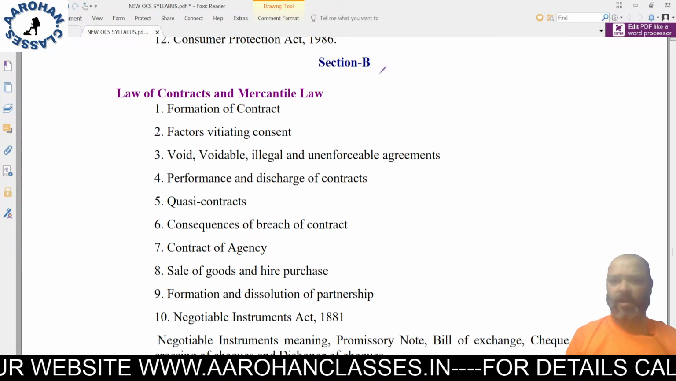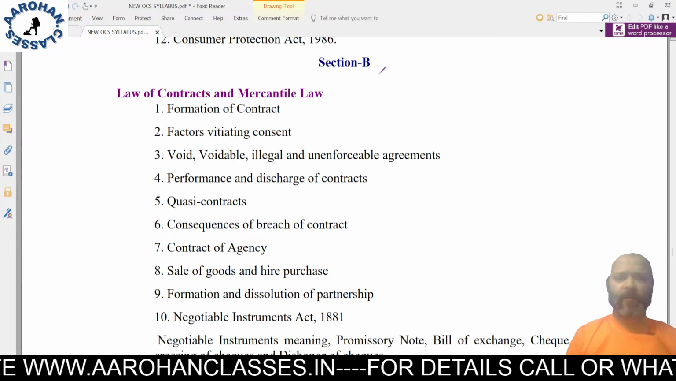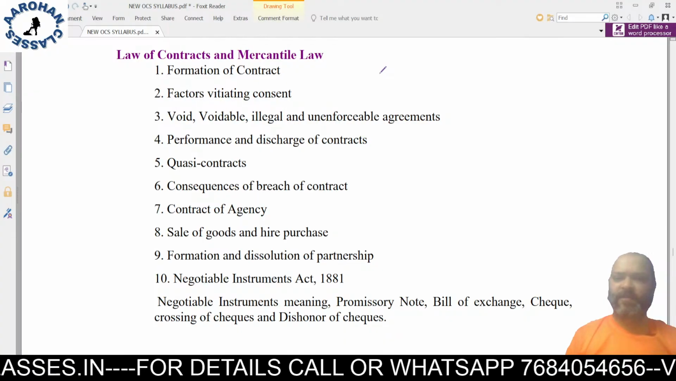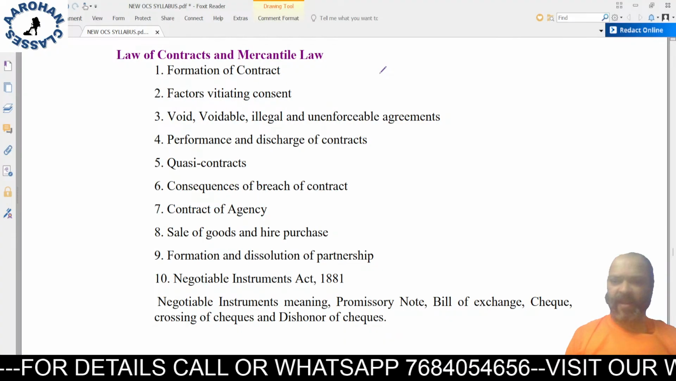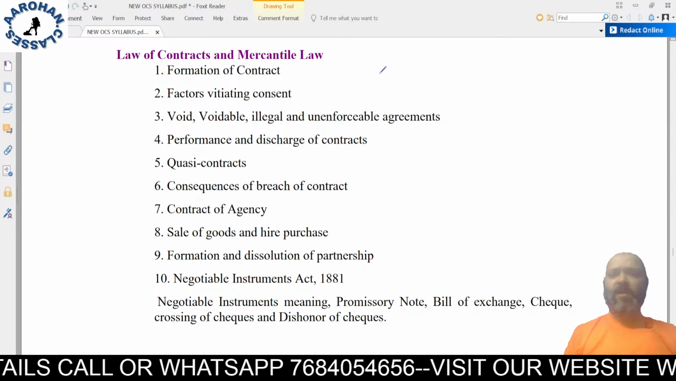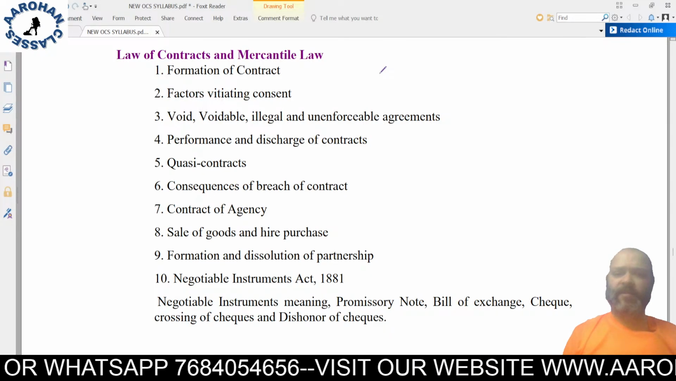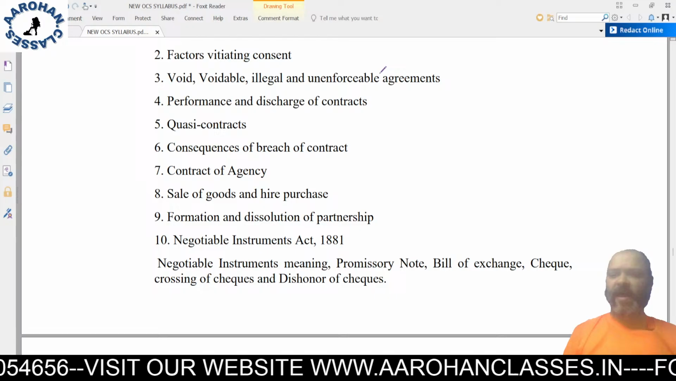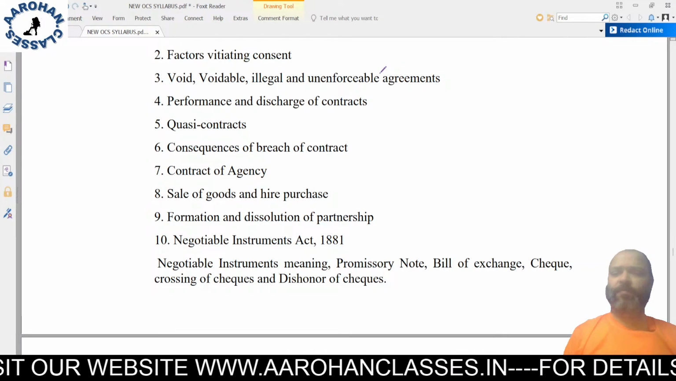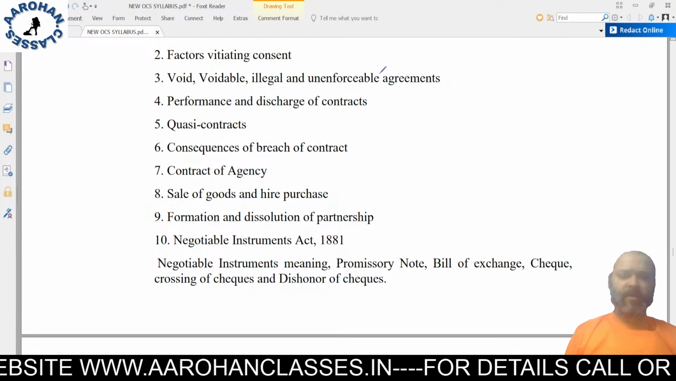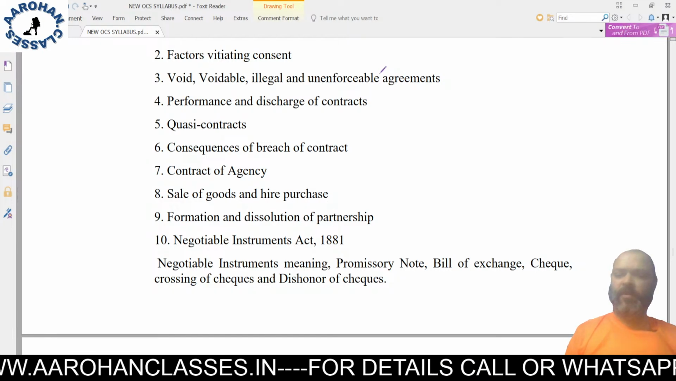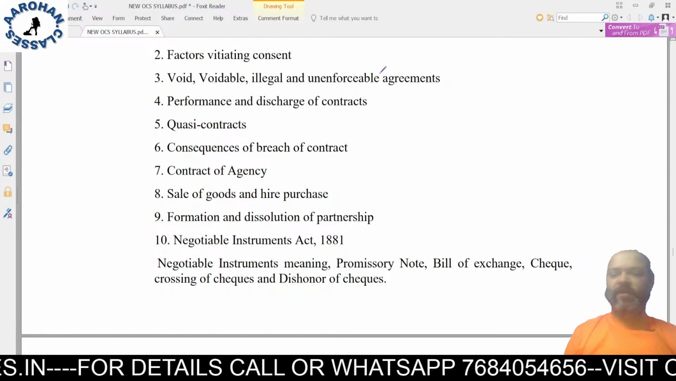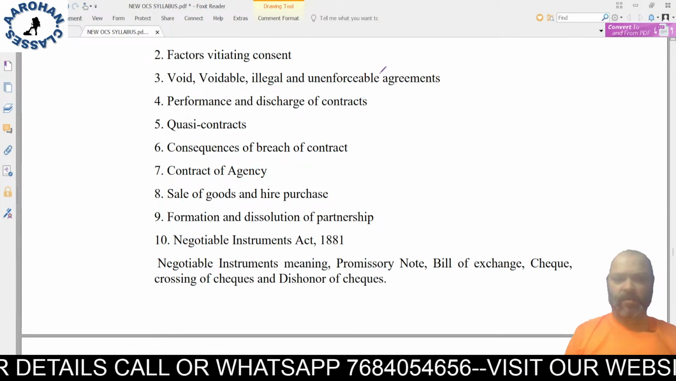Next comes the mercantile law, the commercial law part. So: contract, formation of contract, factors vitiating consent, void, voidable, illegal and unenforceable agreements, performance and discharge of contracts, quasi contracts, consequences of breach of contract, contract of agency, sale of goods and hire purchase, formation and dissolution of partnership, and the Negotiable Instruments Act 1881. The meaning of negotiable instruments, promissory notes, bill of exchange, checks, crossing of checks and dishonor of checks. This is the total syllabus.